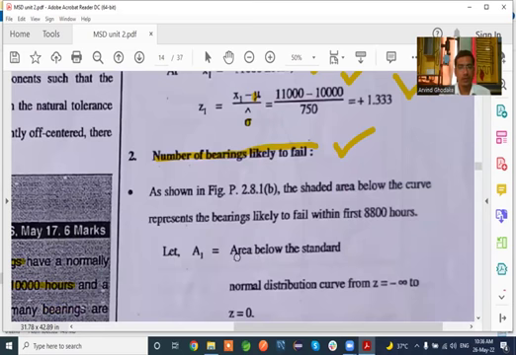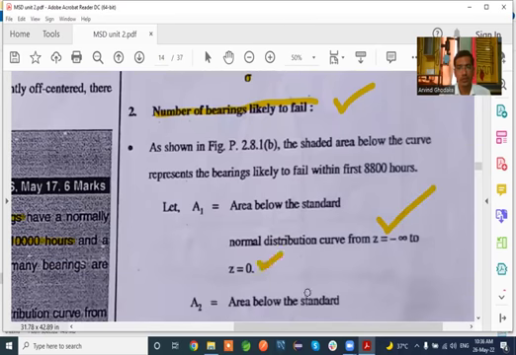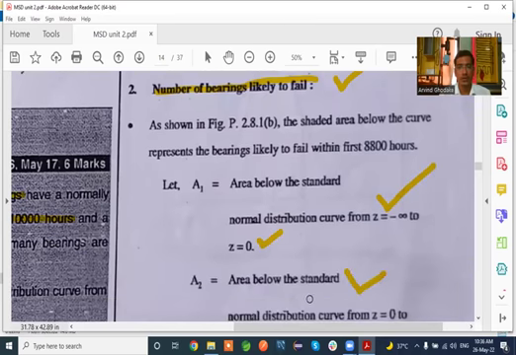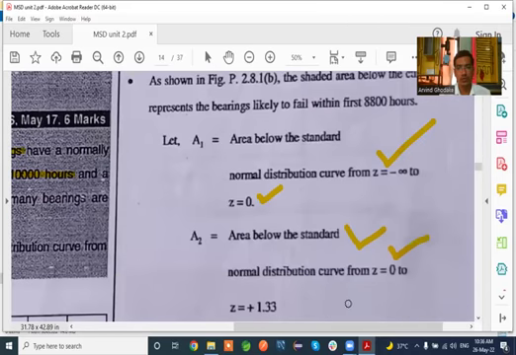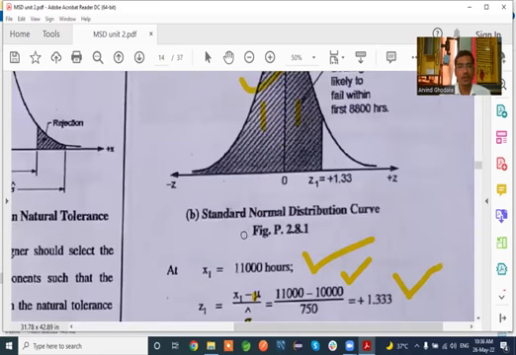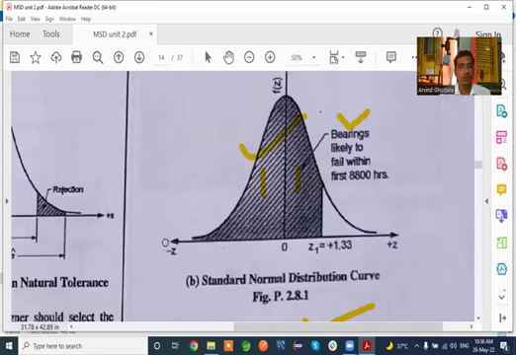Let A1 be the area below the standard normal distribution curve from Z equal to minus infinity to Z equal to 0, and A2 the area below the standard normal distribution curve from Z equal to 0 to Z equal to plus 1.33. So the area from minus infinity to 0 will be A1, and the area from 0 to 1.33 will be A2.